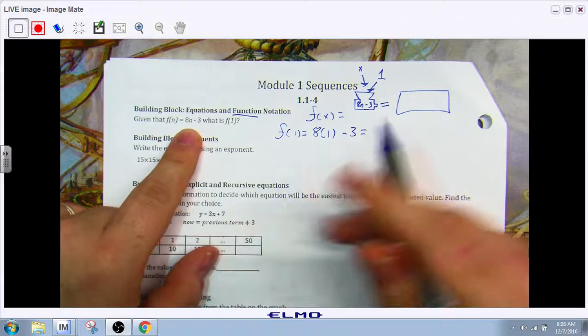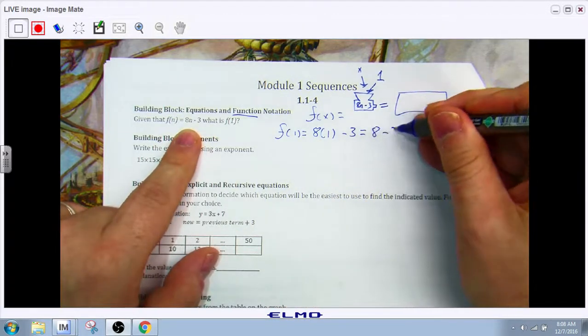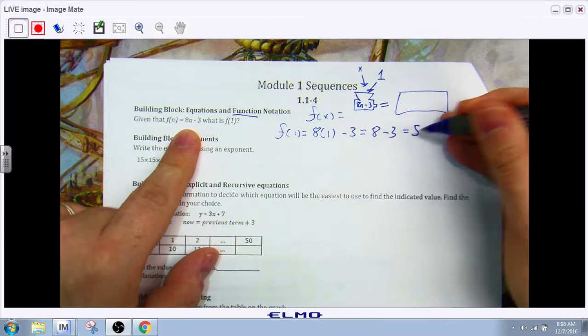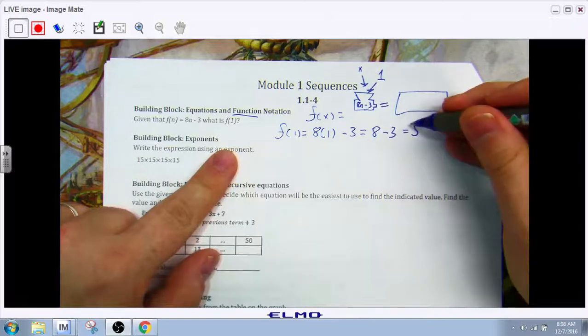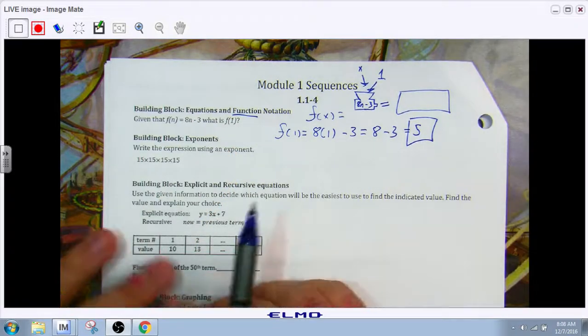Please excuse my dear Aunt Sally, we do multiplication first, so 8 times 1 is 8. And now we can subtract, so we end up with 5. So our answer of f of 1 is 5. Easy enough. All right, the next problem is asking about exponents.